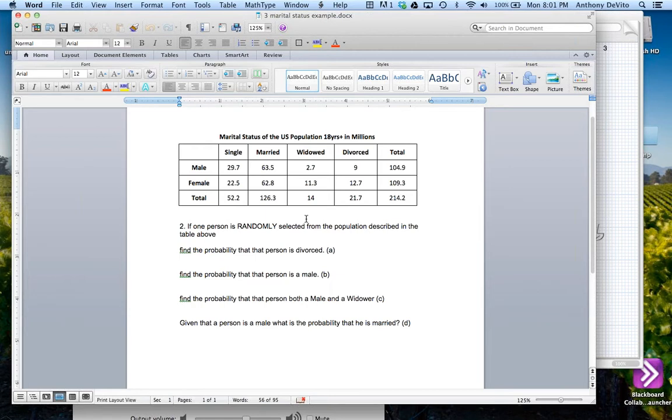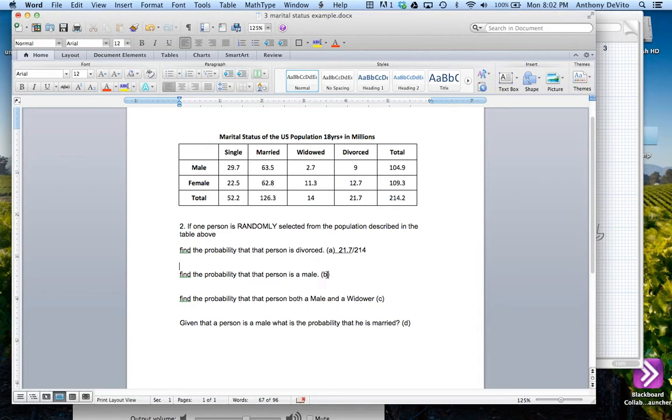Okay, how many people are divorced in this population? Well, notice we have 9 million males are divorced, 12.7 females are divorced. Good, a bunch of you are getting way ahead of me here. I love when you get ahead of me. So the total number of people that are divorced is 21.7 out of the total number of people in the population, which is 214. So the probability that a person is divorced is going to be exactly 21.7 divided by 214. I'm going to round it, I'm not going to bother with the decimal places for our purposes right now.